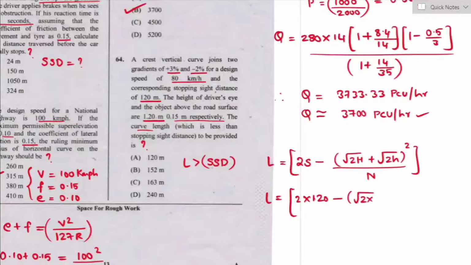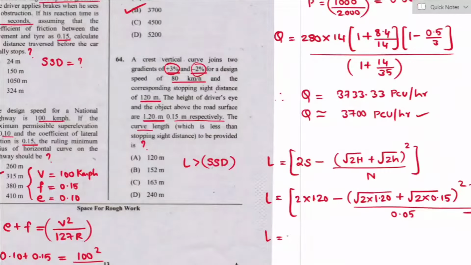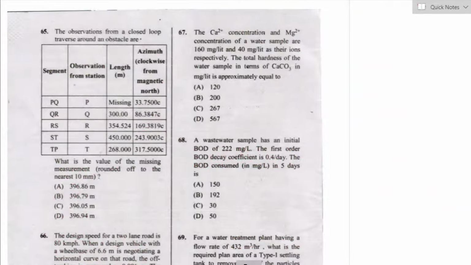Square root of 2H. H is the height of the driver's eye, that is 1.2 meter, plus square root of 2h. h is the height of the object above the road surface, that is 0.15 meter. N is the rate of change of gradient between the upward and downward gradient, that is +3% and -2%. So it will be 0.05. On solving this, the length of the vertical curve will be 152.05 meter. So the right answer is option B.